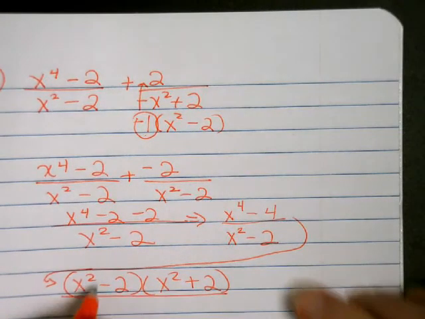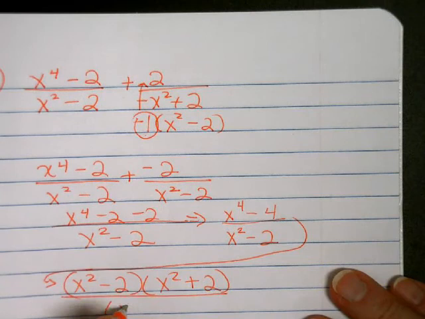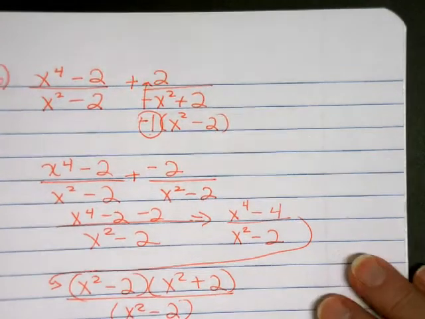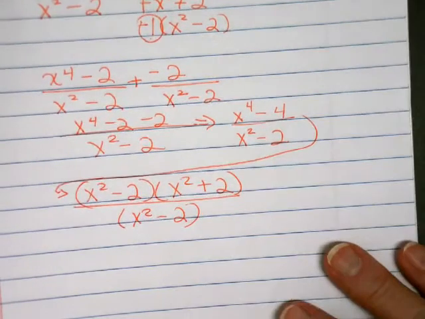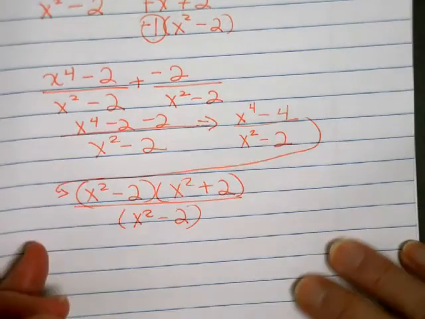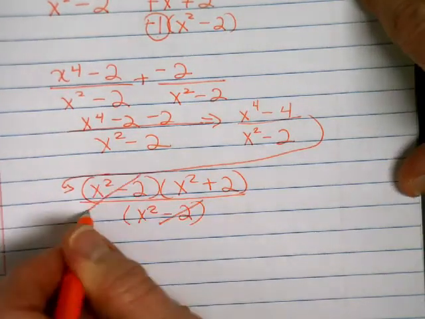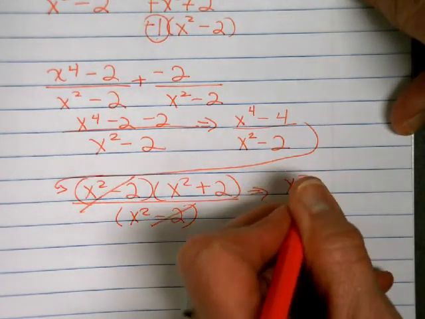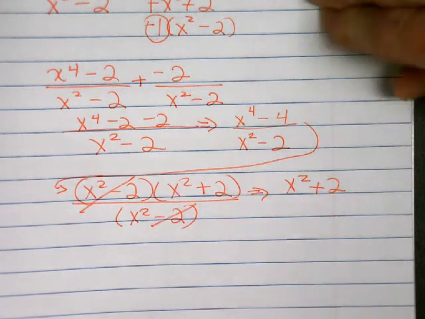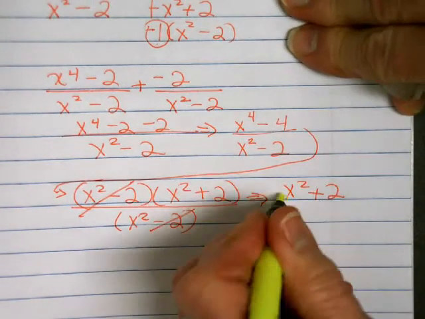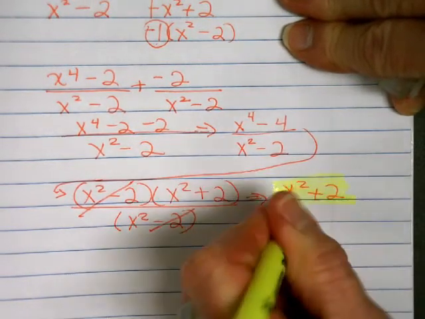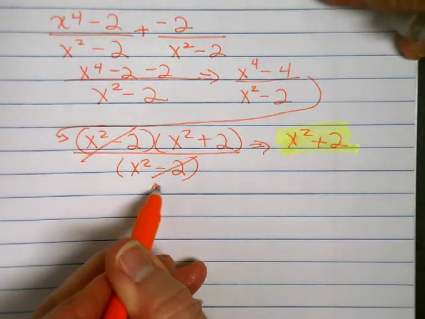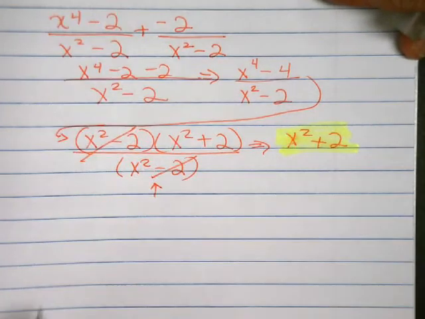Did I make a mistake? I'm going to make sure I'm good. Number 16. Yep, okay. Over just one denominator, x squared minus 2. So those two cancel. My answer is without a denominator, but 1. There we go.